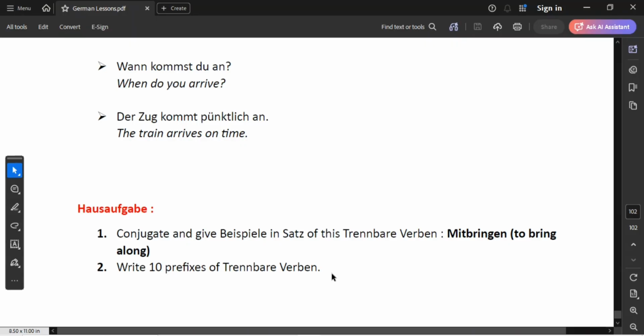Then question number 2 we have: write 10 prefixes of trennbare Verben. So I can give you some. Remember, we have an, we have mit, we have los, we have zurück, we have auf, we have aus, we have teil, we have fern. Like I've said, like 8 of them. So you can just go ahead and write on that, and you give your answer in the comment section.